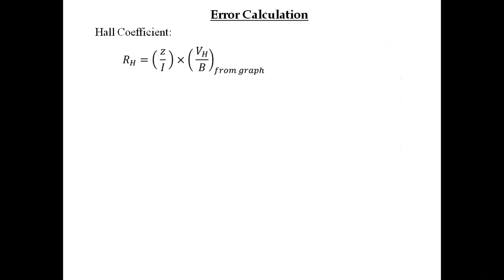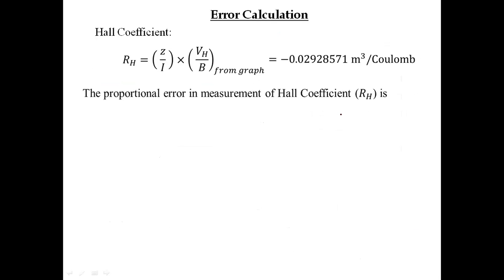Now again we move on to the error calculation. RH was calculated; VH by B, Z and I are given to you. RH is calculated from the graph between VH and B, and this is coming out to be this. Now what is the proportional error? We know the relative or proportional error; we did it the previous day.